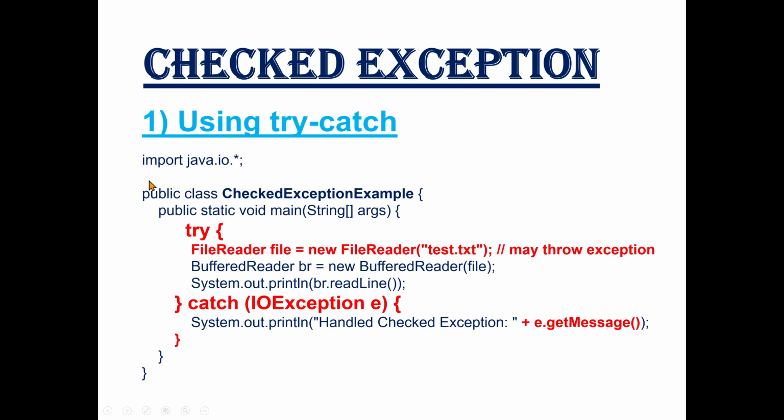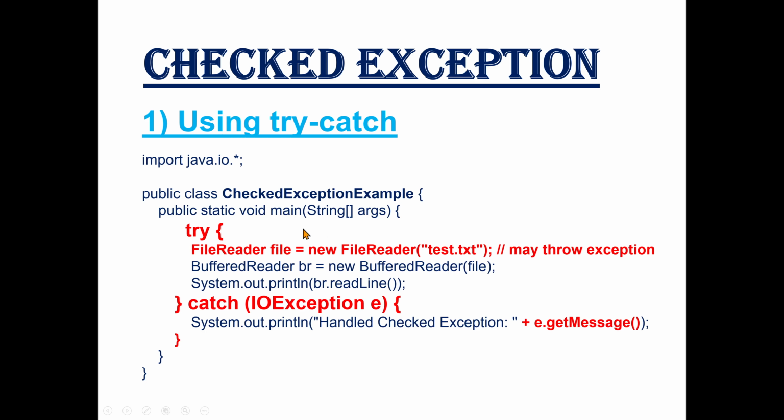Now let us see the checked exception example. For checked exceptions, we have two ways. We can use a try catch block for that, or throws. Now this is an example for try catch.